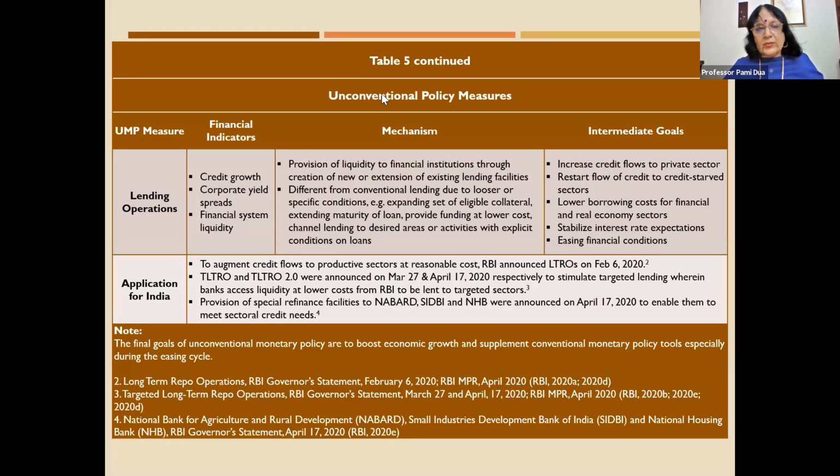This has also been used in India by the Reserve Bank of India. This has been done in terms of their long-term repo operations, and also more recently the targeted long-term repo operations, and also the sector-specific refinance facilities it has given to NABARD and SIDBI, and also the National Housing Bank. All of these have been used since February, March, April, and even more recently. So all this is just before the pandemic and after the pandemic.